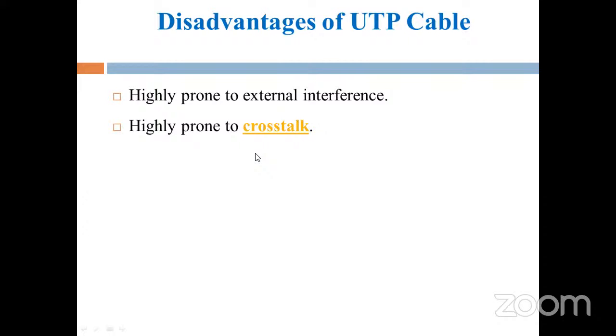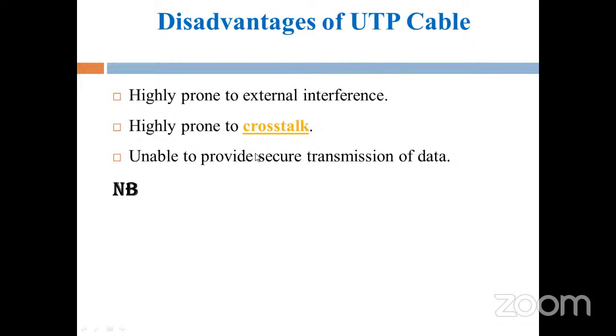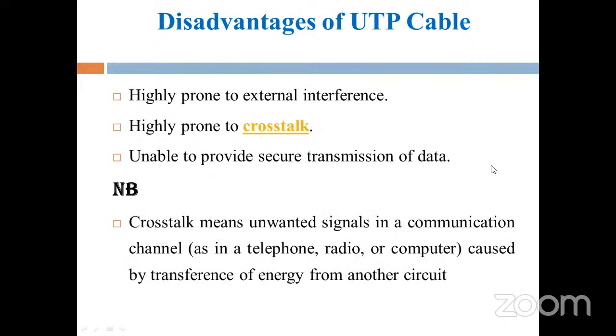We also have what we call prone to crosstalk. And when we talk of crosstalk, it means all the unwanted signals in a communication channel, as in a telephone, radio, or computer, transference of energy from another circuit. So the unwanted signals are what we call the crosstalk, and these signals are very common under the unshielded twisted pair cable. Then the transmission of data under unshielded is not secure. So it is unable to provide secure transmission of data.